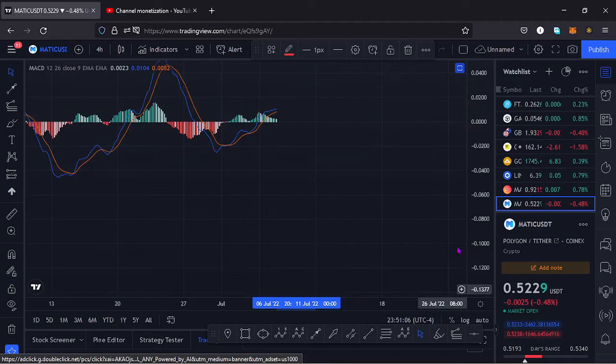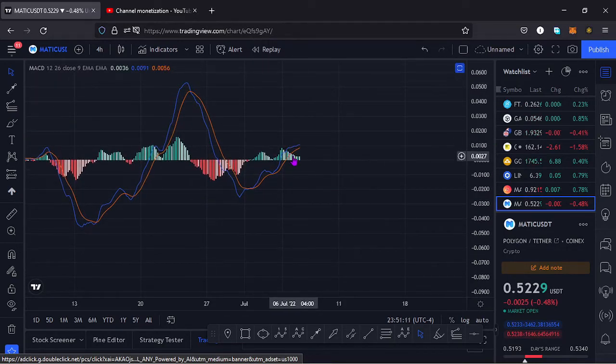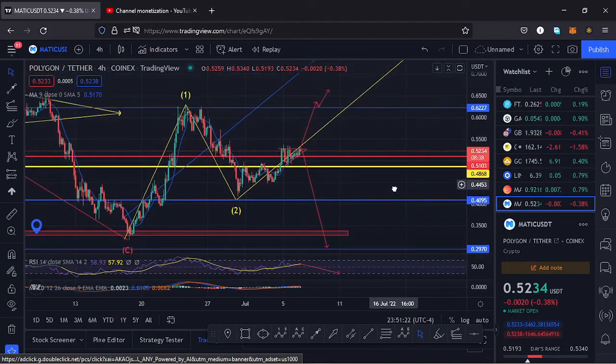On the MACD, it seems like we are a bit losing volume here, and soon we might see maybe a bearish cross. Let's be patient and see how that plays out, and I'll keep you updated on any movement on this chart.